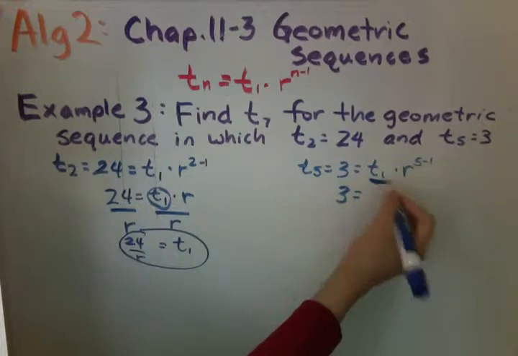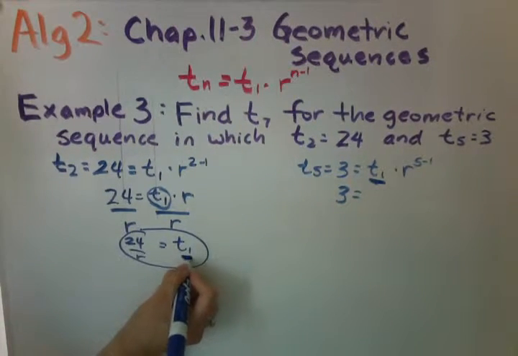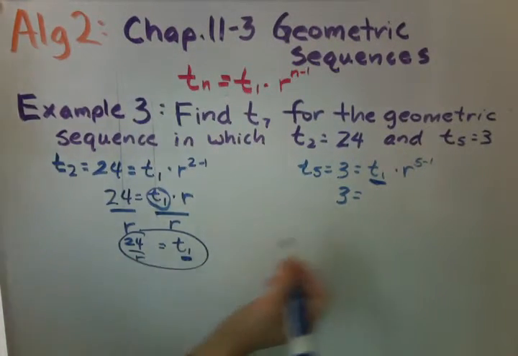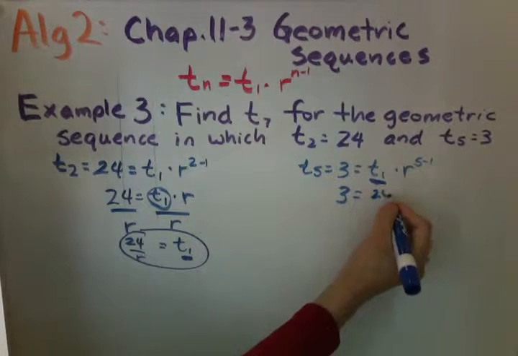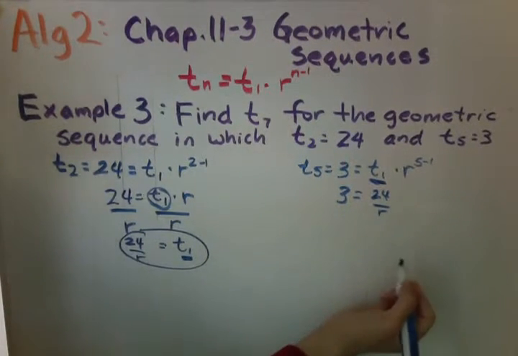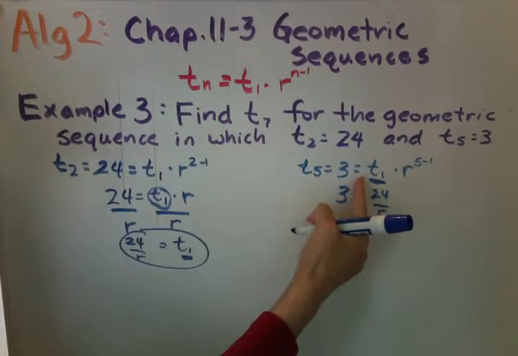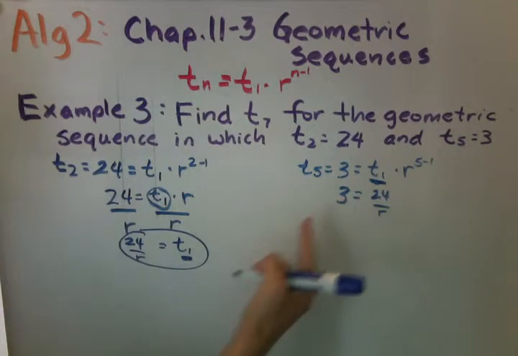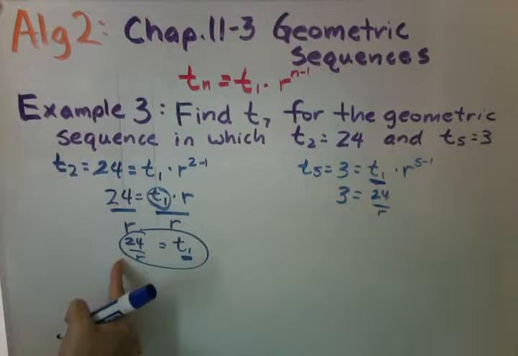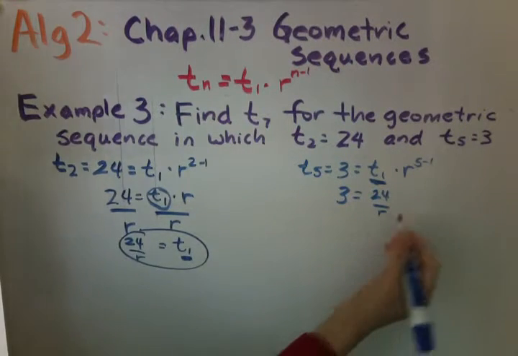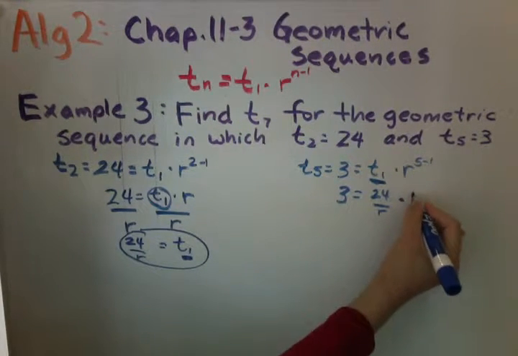What we're going to do is substitute. Notice that the 1st term here is 24 over r. So we're just going to substitute. And I'm going to explain that again. We don't know the value of the 1st term, t1, but we know that we can substitute it for 24 over r. We can go ahead and simplify this.